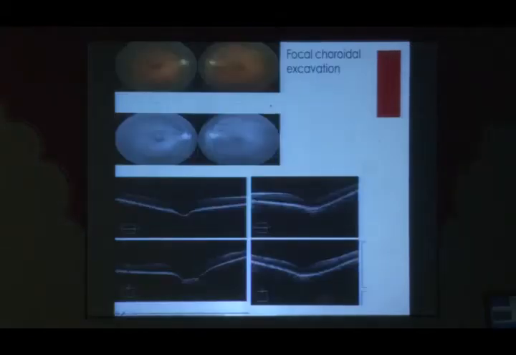And last slide, this is a focal choroidal excavation, which is a curiosity, where you find the choroid can be excavated at the foveal location, and very often you can see the retinal layers can be lifted off the excavation, and you will find a small fluid component under the excavation.